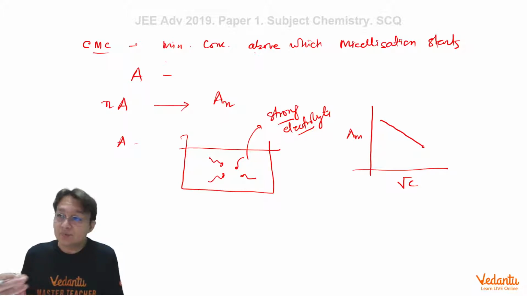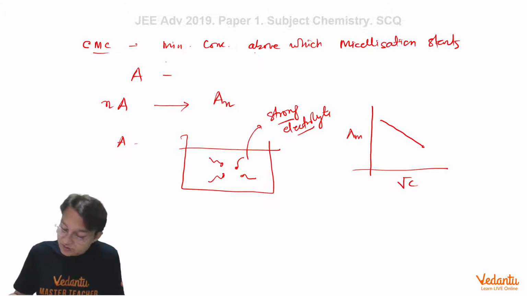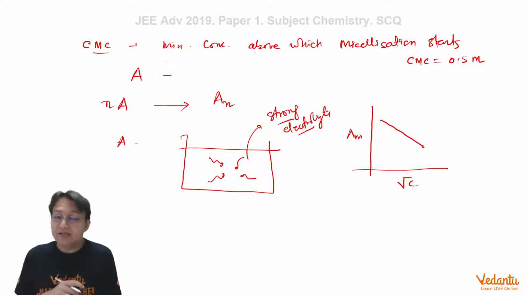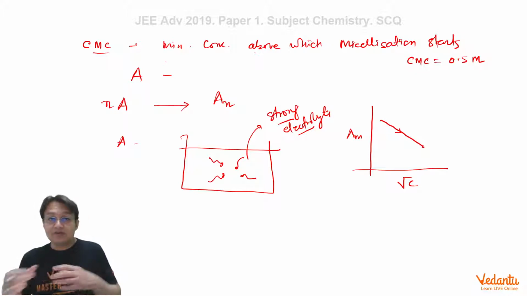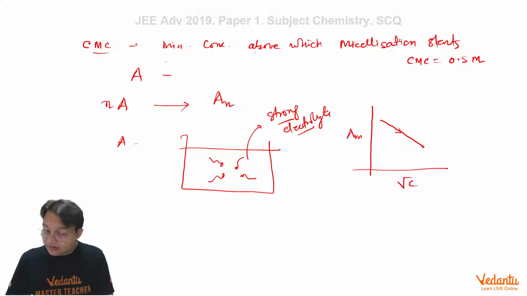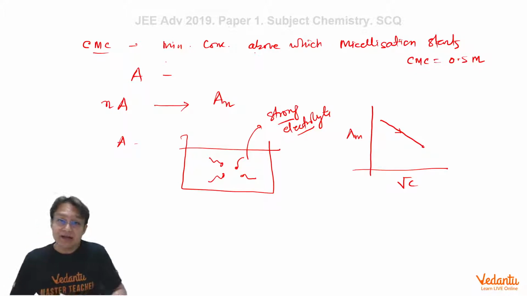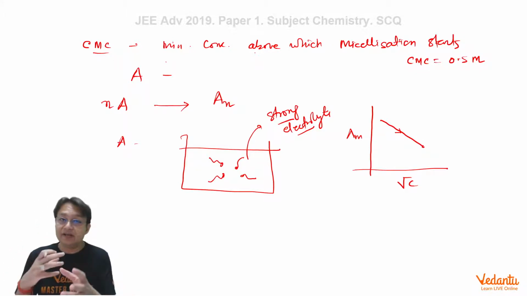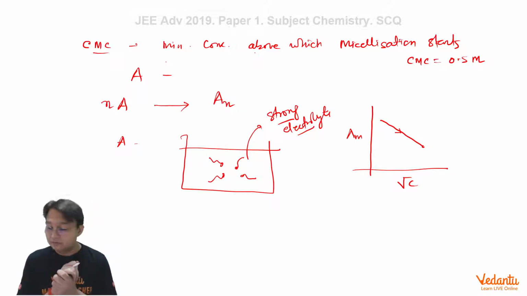Suppose the CMC is 0.5 M. Then we can expect this behavior at 0.1 M, 0.2 M, 0.3 M, 0.4 M till 0.5 M. Up to that point, lambda m will decrease as the concentration increases, and the reason is a famous one: ionic mobility decreases. When concentration increases, positive and negative ions surround each other, and they find it very difficult to move faster.